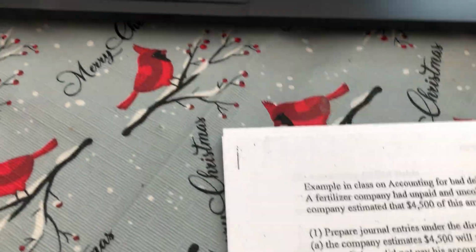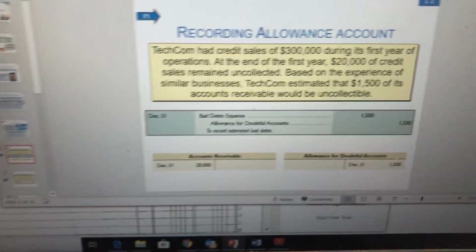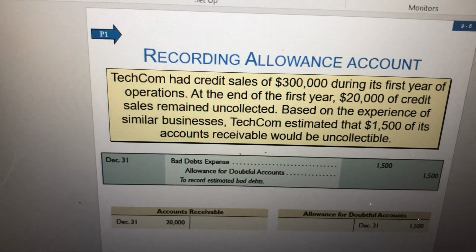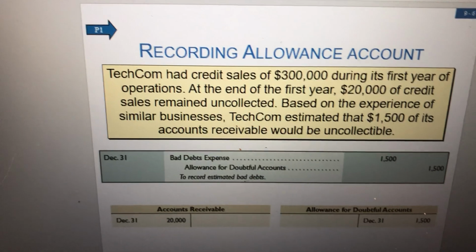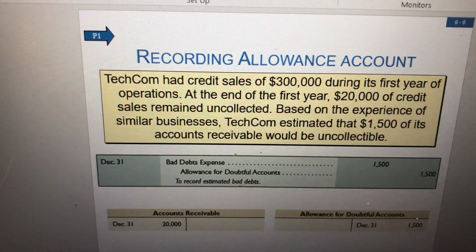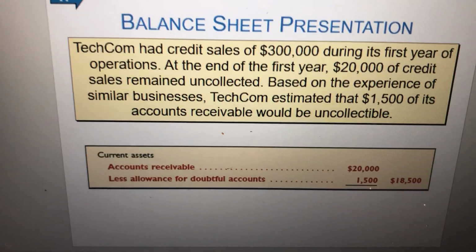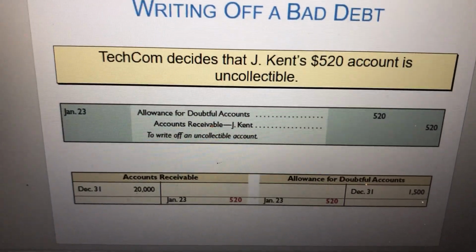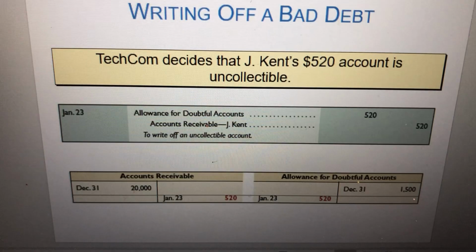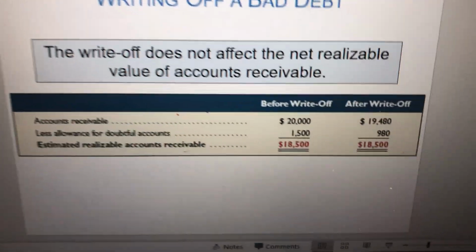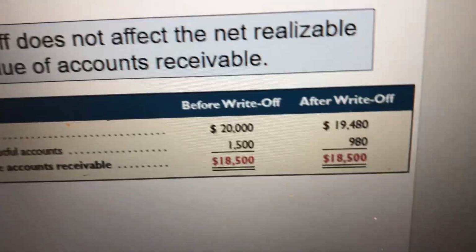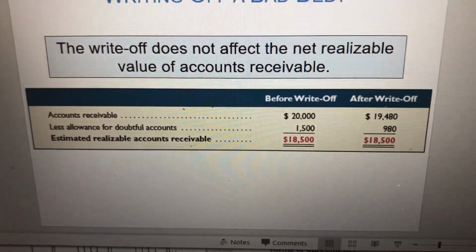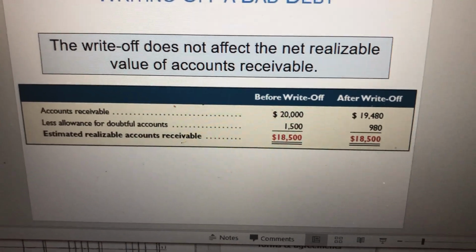Okay. Now let's go back to your PowerPoints. Let's take a look. We were stuck here on the allowance. This was to record the estimate. You look through these. This is a different problem. They're showing you the net realizable value before the write-off. Then we came through, and this is the write-off on J. Kent, if you follow this problem. And they're showing you that the net realizable value is the same, just like I did. 2 totally different problems. The one on the PowerPoint is different from the one in the handout.